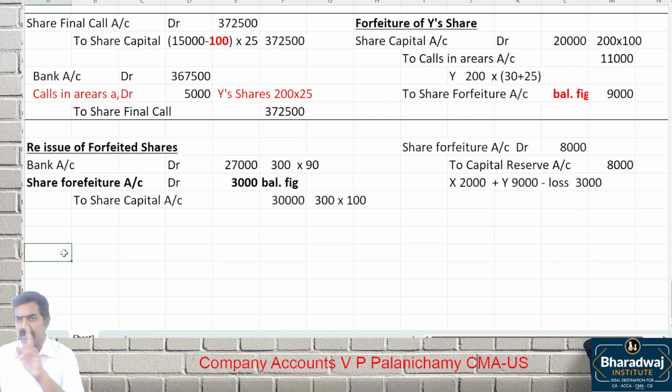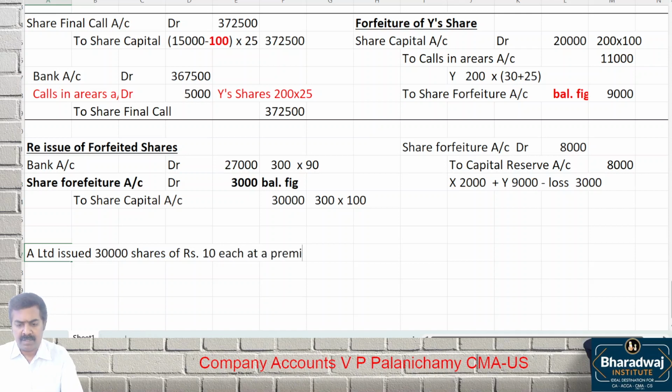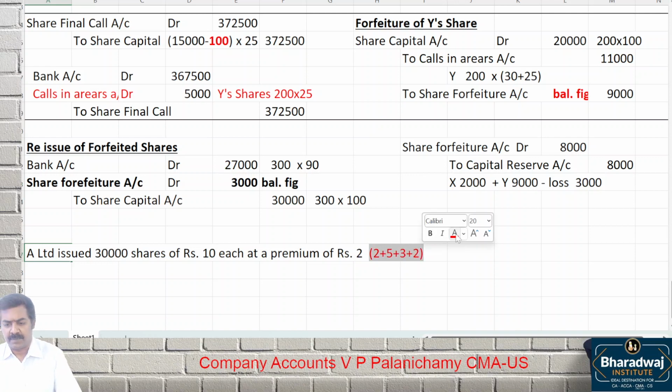In the same model, I'll give a problem to you. You work it out, then we'll go for a break. Take up Limited issued 30,000 shares of rupees 10 each at a premium of rupees 2. The installments are 2 plus 5 plus 3 plus 2. Just to save time: 2 application, 5 allotment including premium, 3 first call, 2 final call.